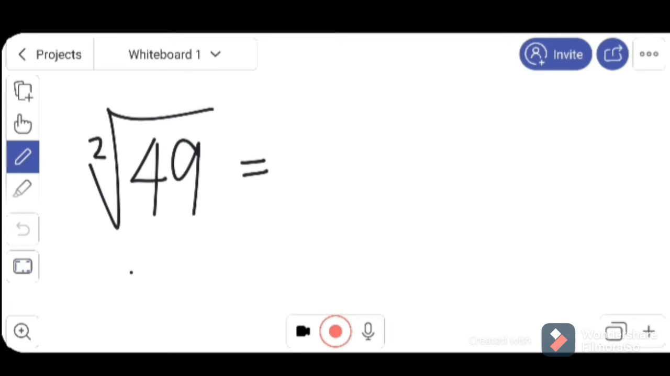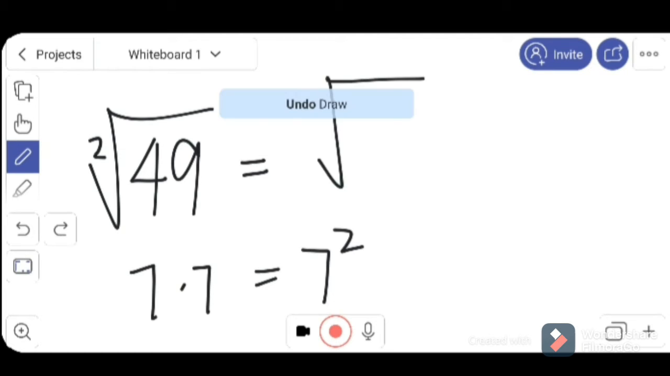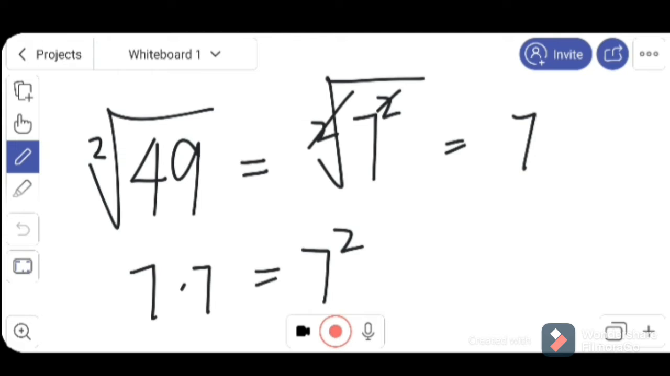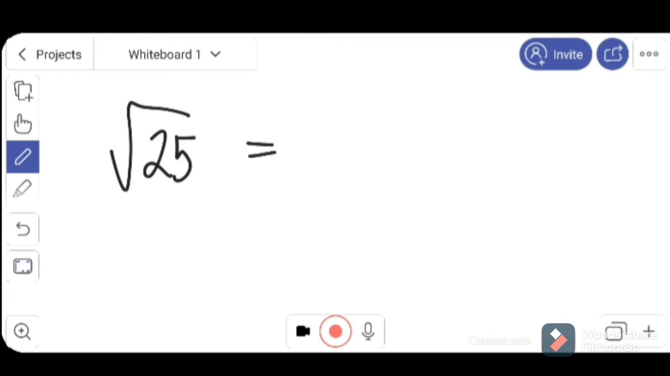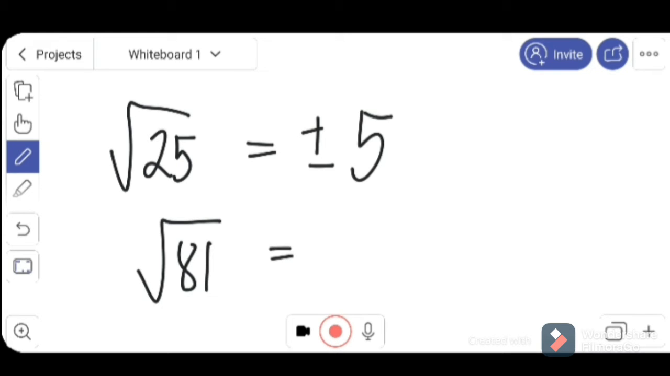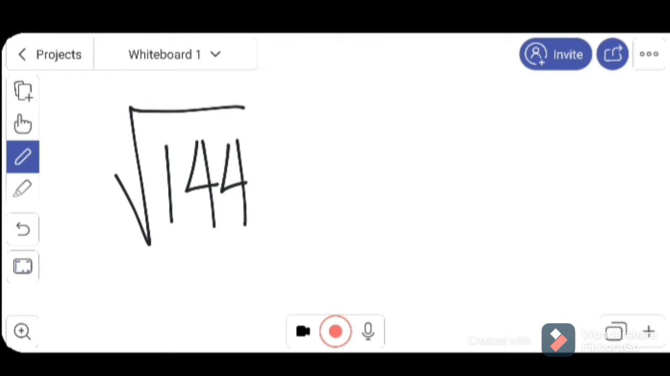So that will be 7 times 7 is equal to 7 squared. Let's rewrite the radical, the square root of 7 squared, the index, and the exponent. So the answer now is 7. Our answer, very good, positive and negative 5. How about the square root of 81? Our answer, positive and negative 9. So again, the index here that is invisible is 2.